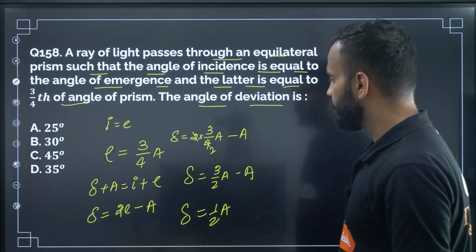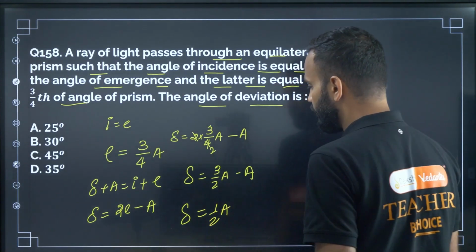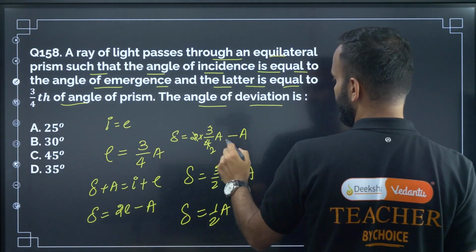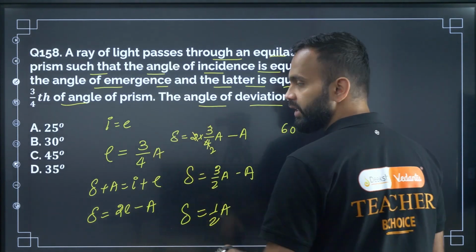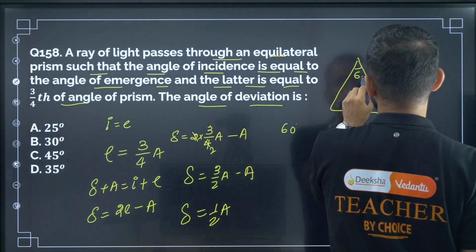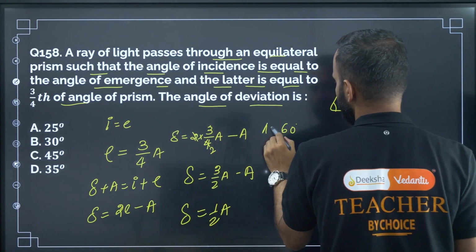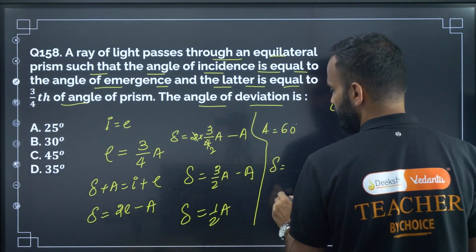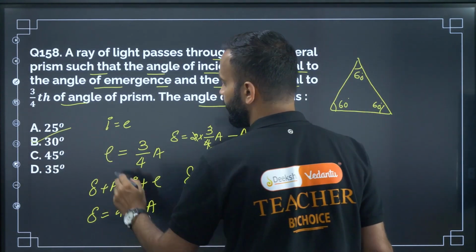So we need to find the angle of deviation. Here delta is equal to 1 by 2 times A. What is the angle of prism? Here the angle of prism is 60 degree, because the prism is an equilateral prism, 60 degree, 60 degree and 60 degree. A equal to 60 degree. So delta is equal to 1 by 2 times A, that is 30 degree. So the correct option is B.